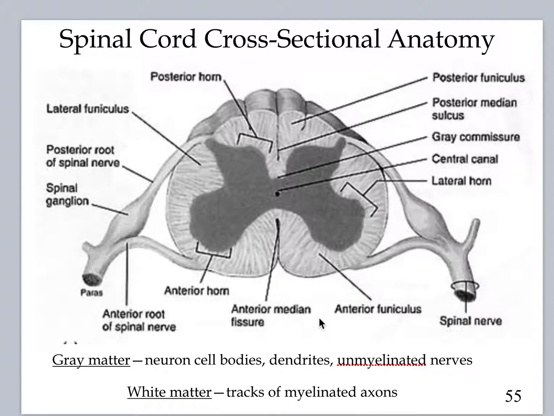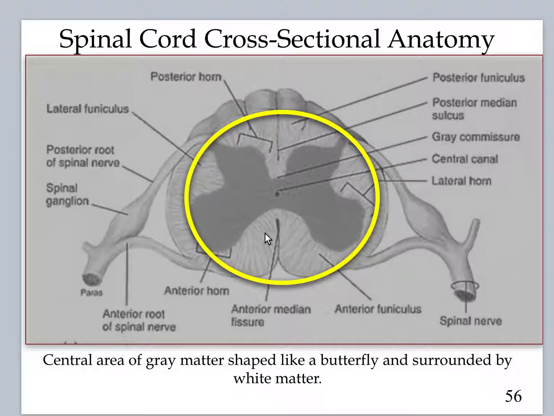If you look at a cross section of the spinal cord, this darkened butterfly shaped area, that's the gray matter. Part of this would be the cell bodies of the neurons. And this area surrounding that is white matter. That's where the tracks of the spinal cord run up and down the spinal cord. So the central gray area is basically the gray matter, and it's surrounded by the white matter.